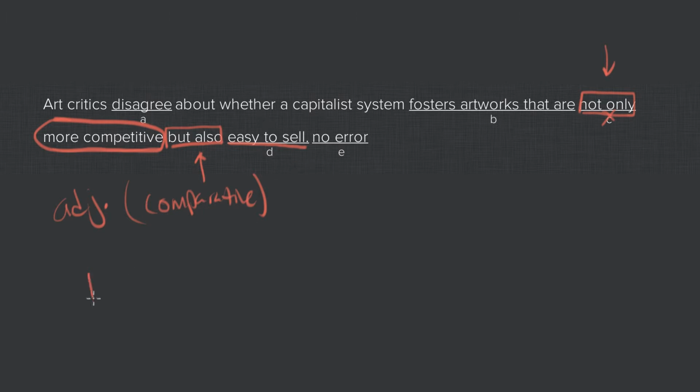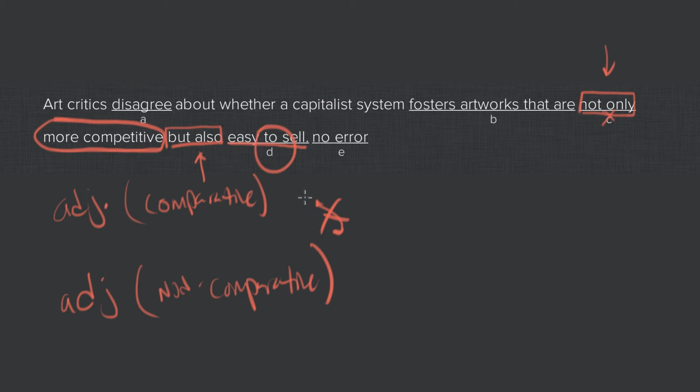And then in D, we have an adjective, "easy to sell." But it's not a comparative adjective. So here we have a mismatch, and it makes D the right answer. So in order to make this correct, what this should have been is something comparative in D. So for example, "easier to sell." "A capitalist system fosters artworks that are not only more competitive, but also easier to sell" would have been correct.